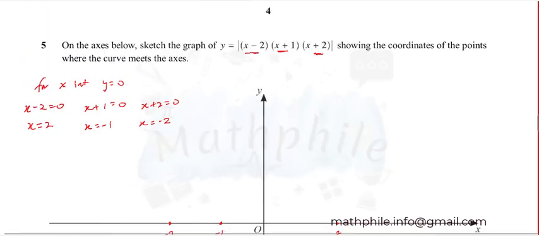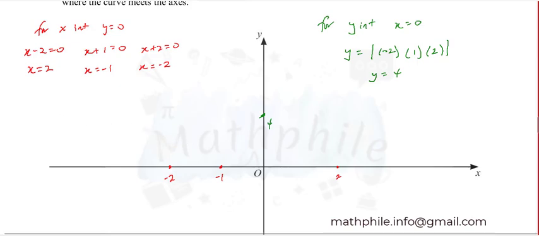And let's find the y-intercept. For the y-intercept, we say that x equals 0. So this gives you y is equal to modulus of negative 2, because 0 minus 2 is negative 2, then 1, then 2. If I do this simplification, negative 2 times 1 times 2 will give you negative 4. Inside the modulus will give you 4. So we know that there is a y-intercept at 4. At this stage, we are not really going to use a turning point to do the sketching, so we are good for now. When we start calculus, we may use the turning point to do the sketching.